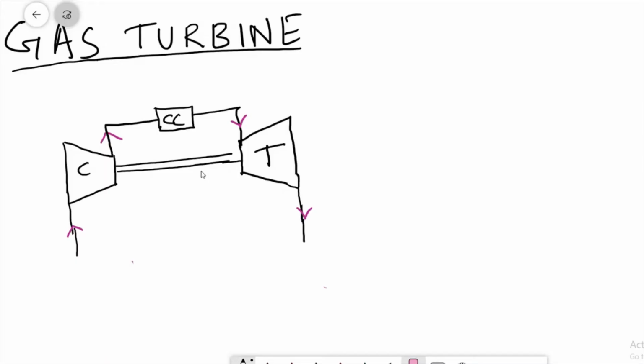Hi friends, this class is about the extension of the gas turbine. Generally, a gas turbine works on the Brayton cycle. So in this class we are going to discuss the thermodynamic cycle for the gas turbine engine. A gas turbine engine mainly works on the Brayton cycle.